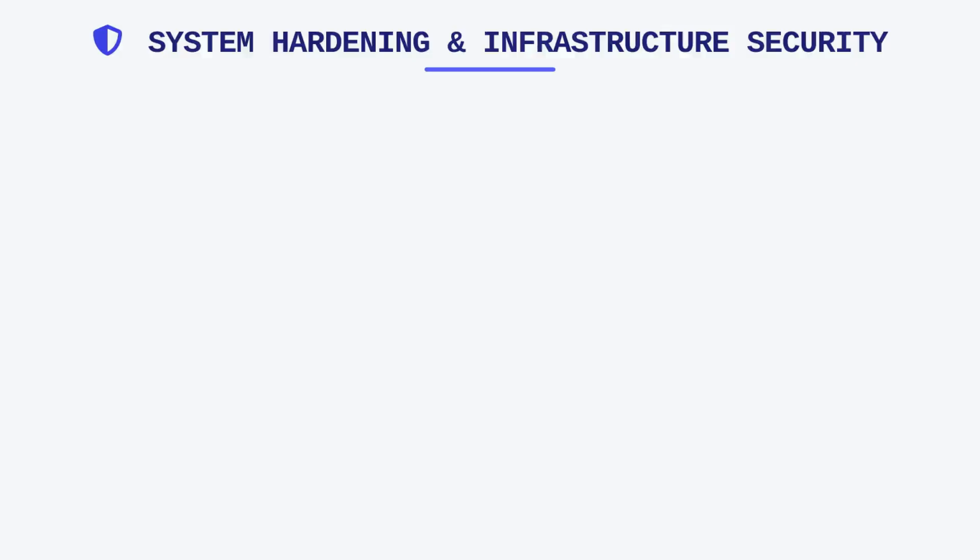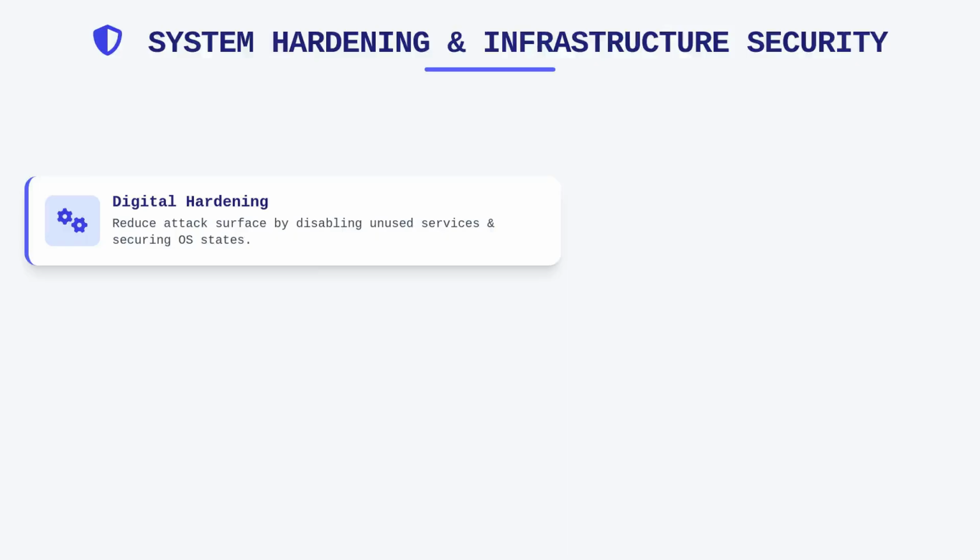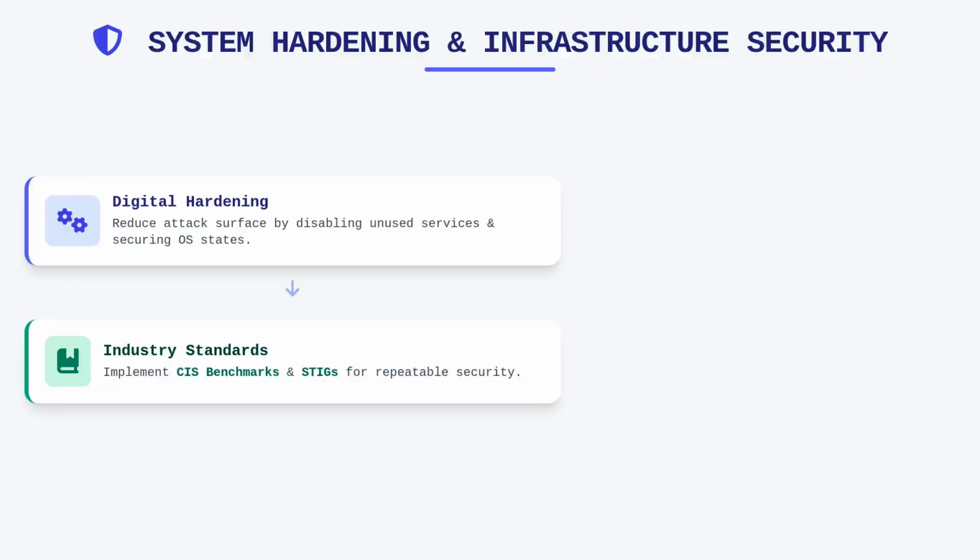Hardening is the intentional process of reducing the attack surface by disabling unnecessary services and configuring the operating system to a known secure state. Utilizing standards such as CIS benchmarks or STIGs provides a repeatable, verifiable method to ensure your servers adhere to industry best practices rather than relying on guesswork.